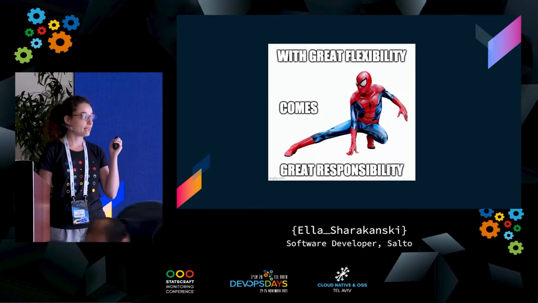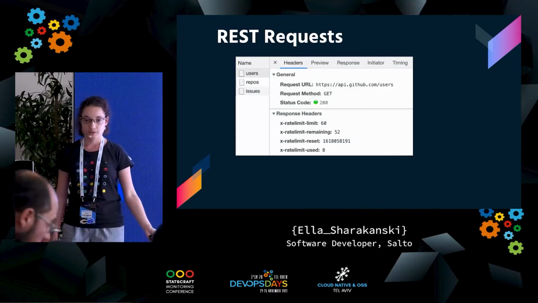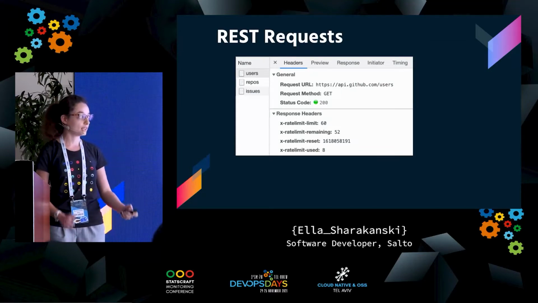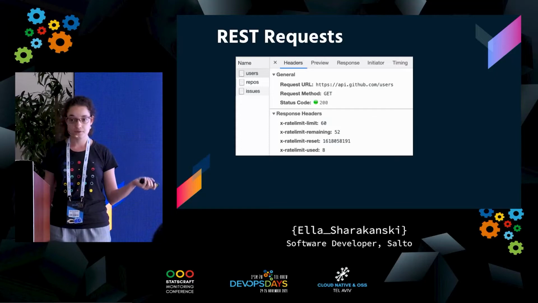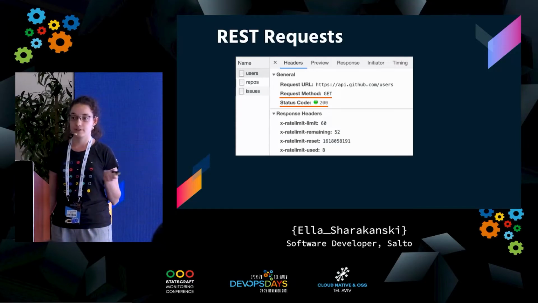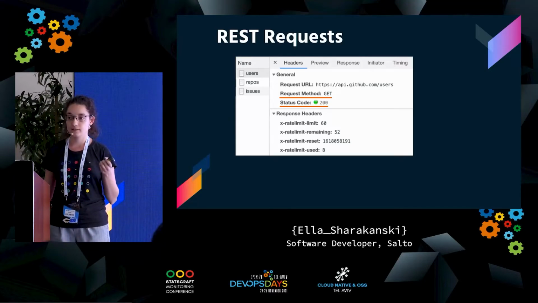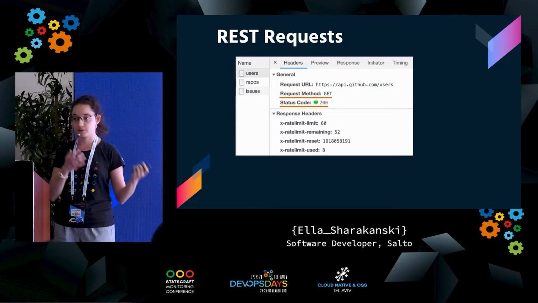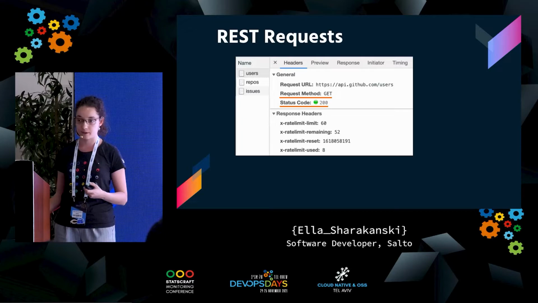So let's go back and take a look at a REST request. We're querying the REST API of GitHub. And what do we have here? We have the method, in this case GET. Then we have the response status code, and the status code is telling us if it was successful or not, and also some details about the reason.